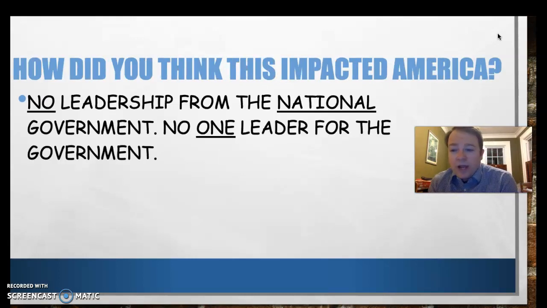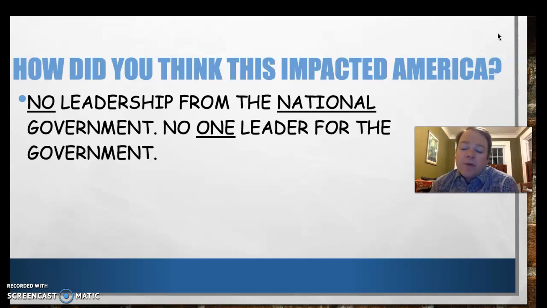Well, think about what the role of the president is now. You can look at our president now, Joe Biden, or our last president, President Trump, or any president in history, and their role was to act as that leader to try to guide our whole national government. Without that, there was no leadership from the national government. There was no one person we could say, this is the person we can rely on to get X, Y, and Z done.